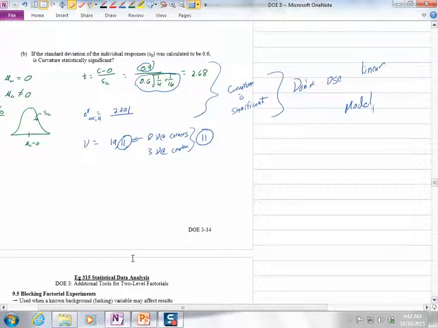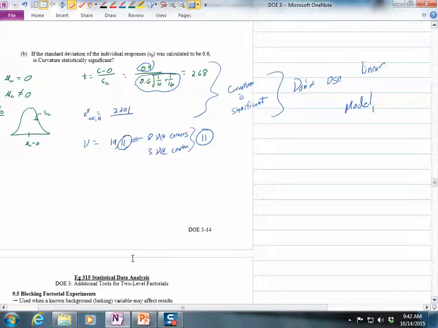So we need to find more data points to model the curvature, and that's going to be the next category of designs. So we're going to think of an entirely new set of designs that are designed to add more points to what we've done to model that bit of curvature.